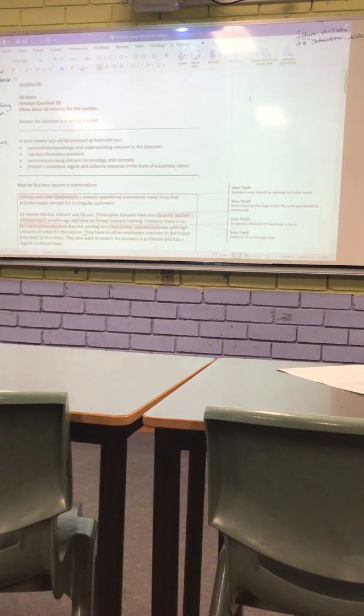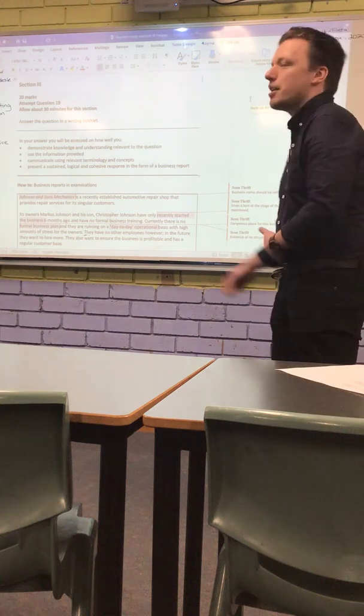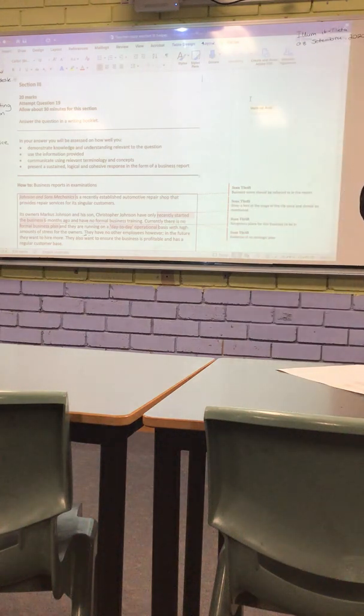So looking at this is exactly what will appear in your prelims. It's a 20-mark response. It starts in section 3. You should be allowing about 30 minutes for this section. Now keep in mind, if you do other sections quicker, obviously you get more time to do this one. And this is a harder one to get done in 30 minutes than the other ones.